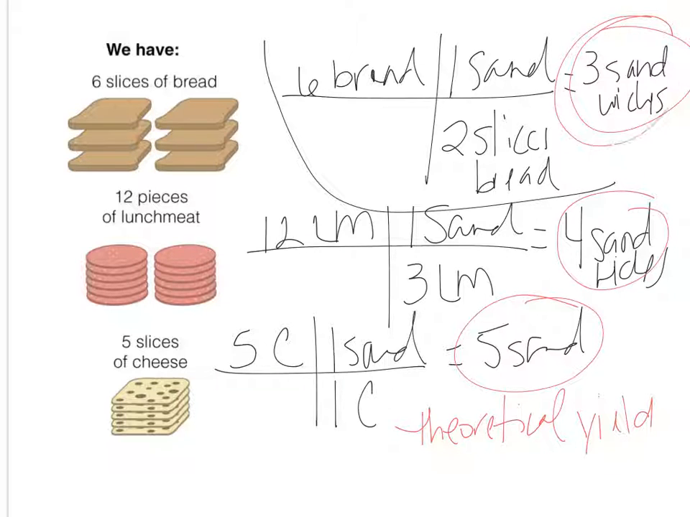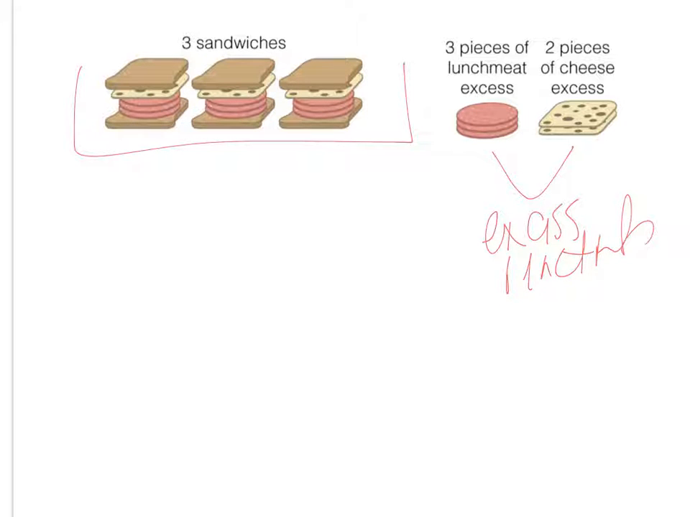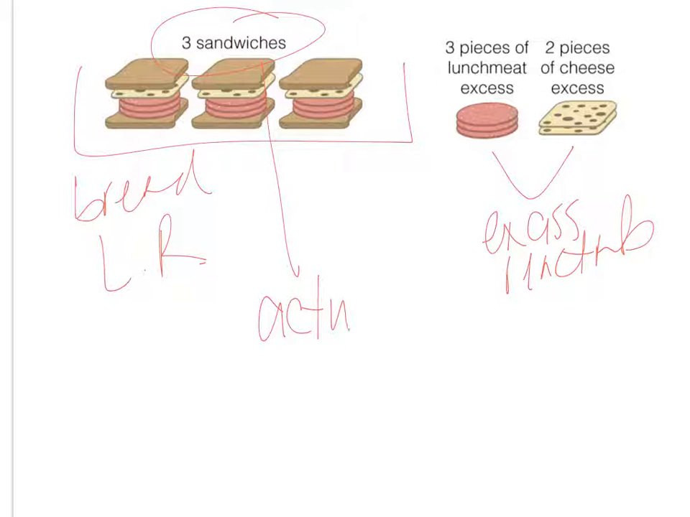Well, I only have enough bread to make 3 sandwiches, right? So that's all I can make. I can make 3 sandwiches, and I'm going to have leftover meat and leftover cheese. So these would be my excess reactants. And my bread is my limiting reactant. It's preventing me from making any more sandwiches. So my 3 sandwiches, that's called my actual yield. That's what I can actually make.